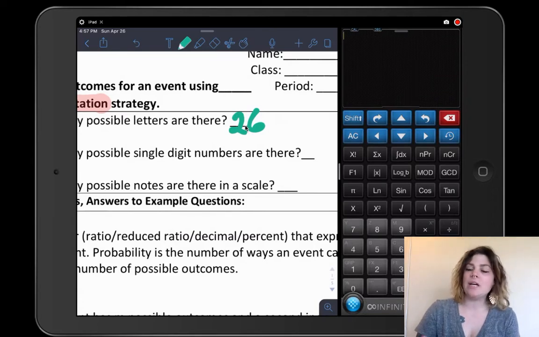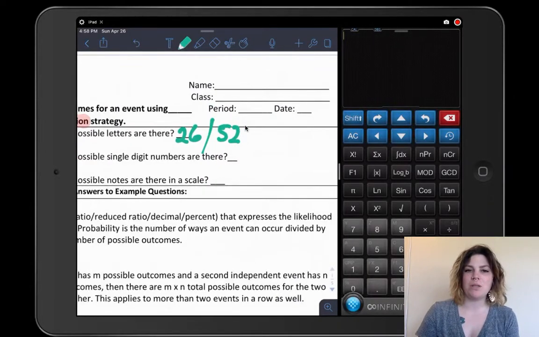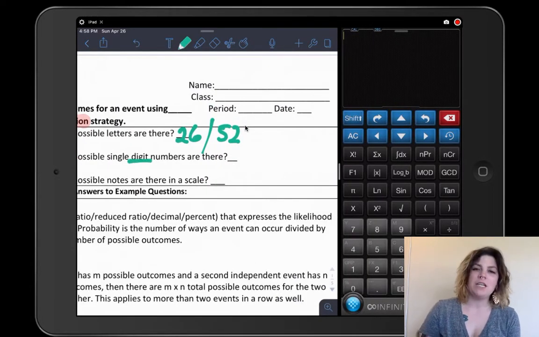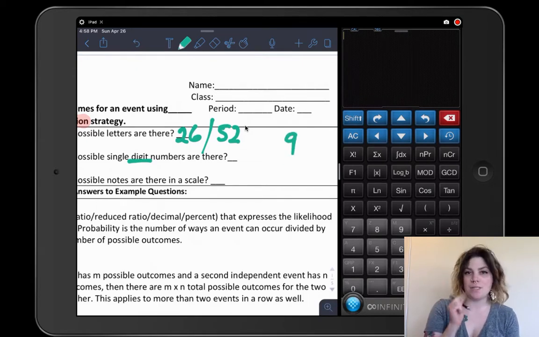26 total letters, but then if you think about it, you could also have capital or lowercase. So depending on the question, you might have to think about, is it 52 or is it 26? All right, how many possible single-digit numbers are there? Now, a lot of you might be confused by the word digit. Digit just means you only write one thing down. So the number 22 has 2 digits. The number 9 has 1 digit.